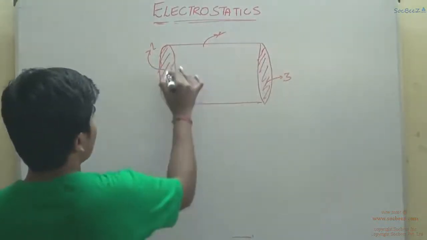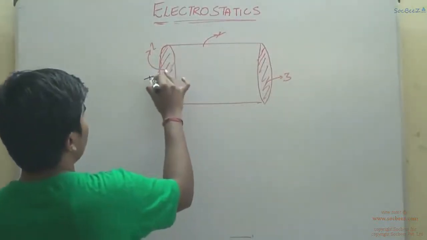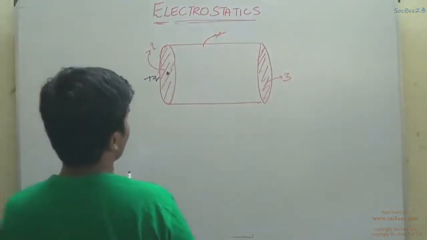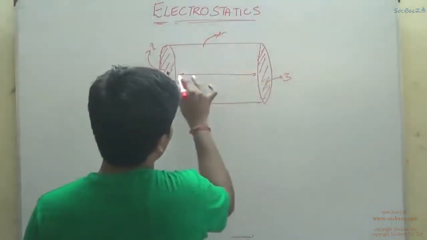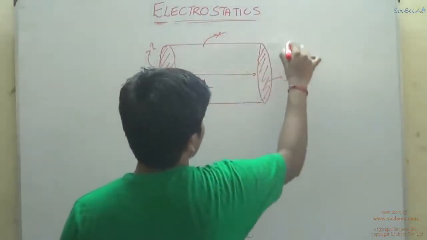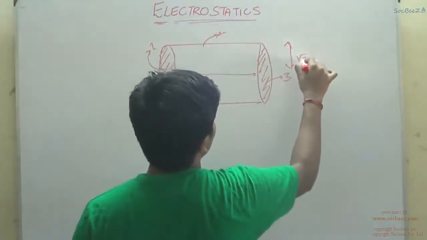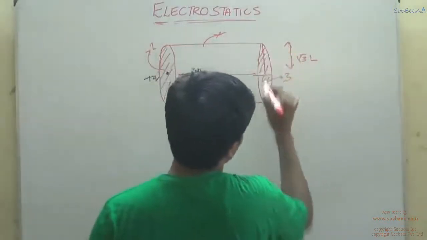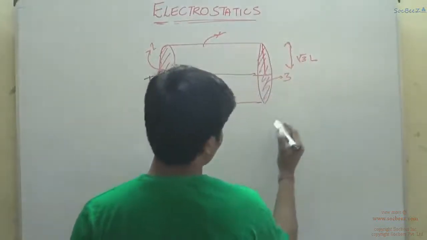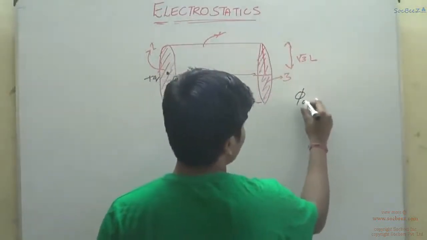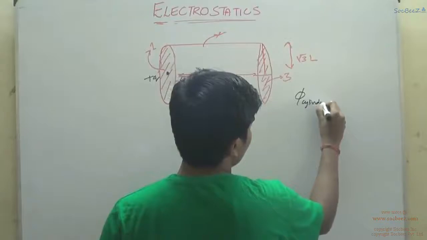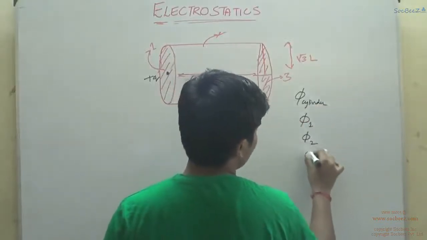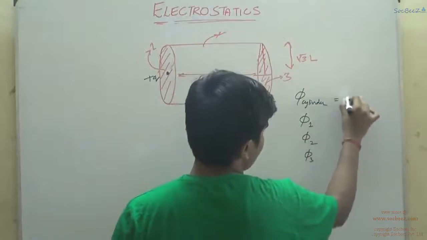Given that there is a charge plus q at the center of the surface, also given that this length is L, this length is root 3L. Radius, basically, this length. So we are asked to find out the flux through the cylinder, flux through phase 1, flux through phase 2, and flux through phase 3.